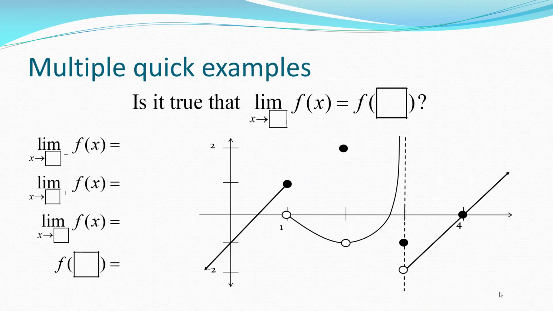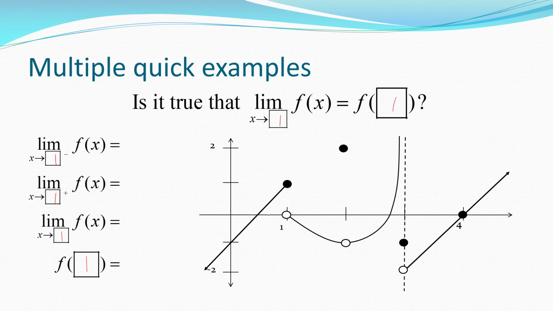Let's try one quick example or two. I want to know the limit of this function as x approaches 1 from the left, as it approaches 1 from the right, if just x approaches 1, and then what's the function value at 1? And finally, is the function value at 1 the same as the limit as x approaches 1? Are these two things equal?